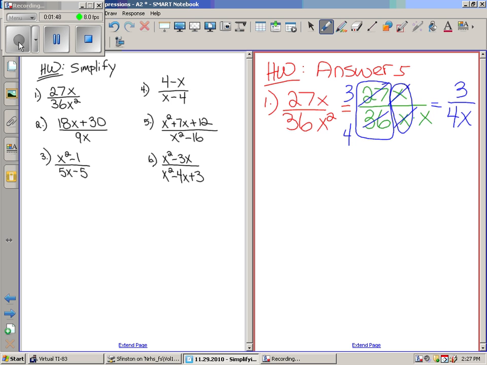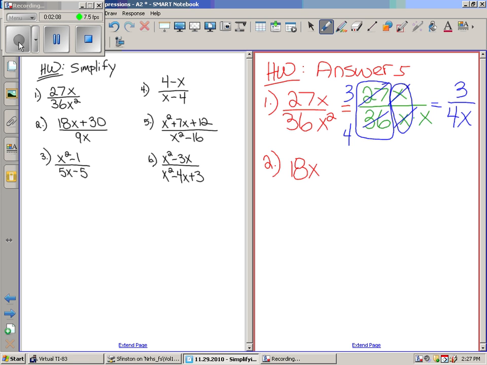A big part of your quiz today is factoring. We have a 14-point quiz today. There's 7 questions. 4 of which are multiple choice, and 2 of which are short answer where you have to show your work.